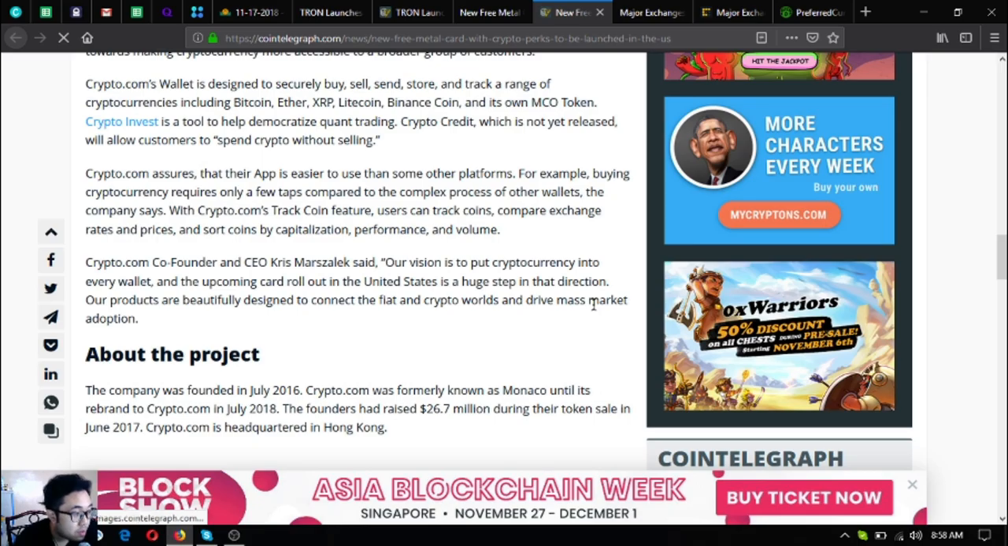So Crypto.com assures that their app is easier to use than some other platforms. For example, buying cryptocurrency requires only a few taps compared to the complex process of other wallets, the company says. With Crypto.com's track coin feature, users can track coins, compare exchange rates and prices, and sort coins by capitalization, performance, and volume. Crypto.com co-founder and CEO Chris Marszalek said, "Our vision is to put cryptocurrency into every wallet, and the upcoming card rollout in the United States is a huge step in that direction. Our products are beautifully designed to connect the fiat and crypto worlds and drive mass market adoption."